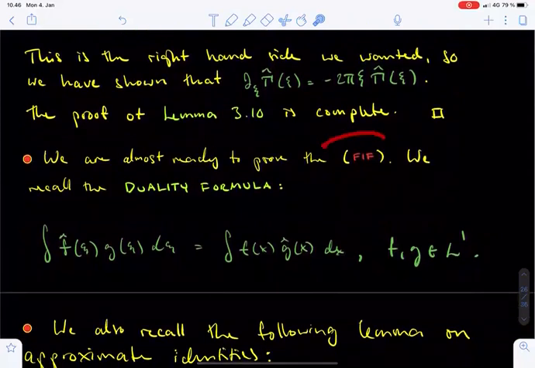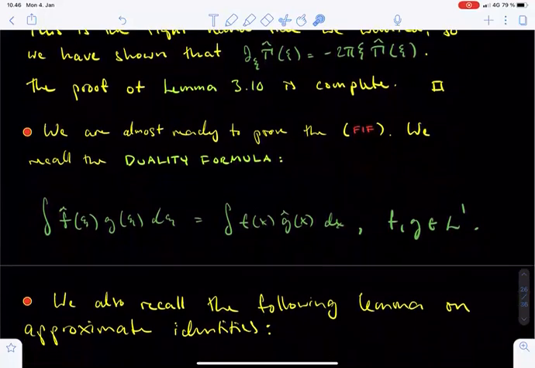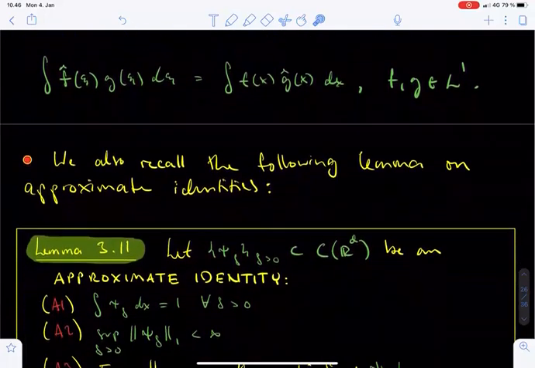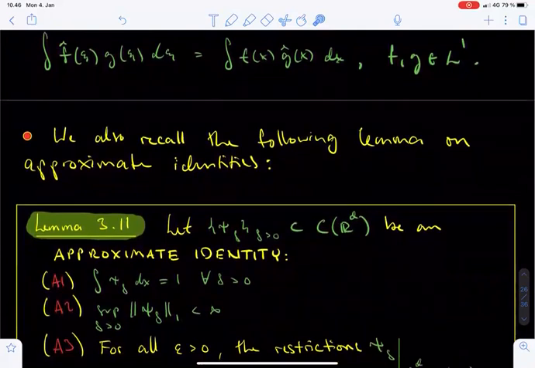We are then almost ready to prove the Fourier inversion formula stated in Theorem 3.9. We still recall some technical tools we have already seen or used before. The first one is the duality formula for L1 functions f and g, which stated that the integral of f hat times g equals the integral of f times g hat. The second technical tool is Lemma 3.11 about approximate identities, which we have already seen in the 2-pi periodic setting.